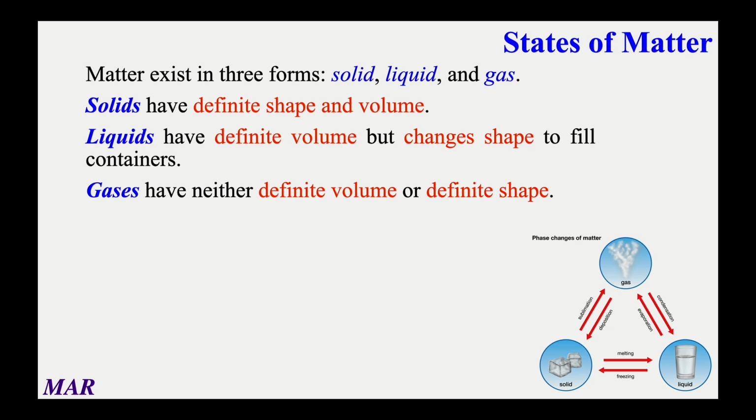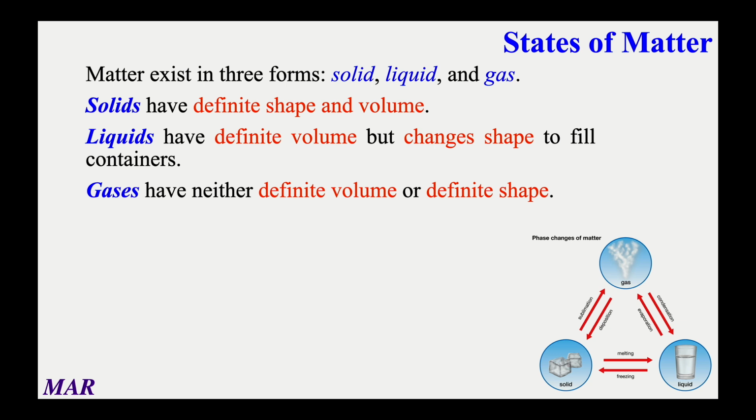Matter exists in three main forms: solid, liquid, and gas, at least on the Earth. Let's keep it that way. But solid, liquid, and gas are the ones we're going to spend most of our time in chemistry talking about. Solids have definite shape and definite volume. So you know right where it is, and you know approximately how much it takes up.